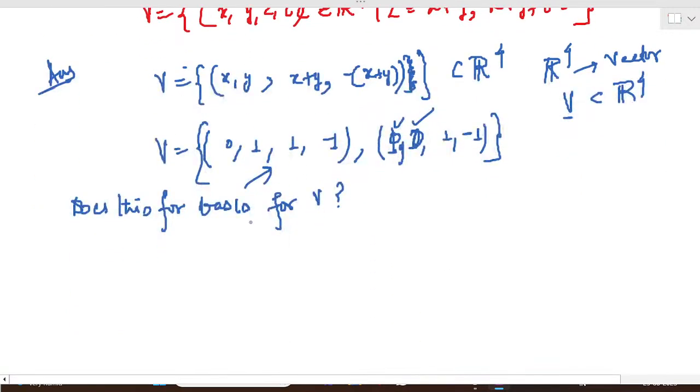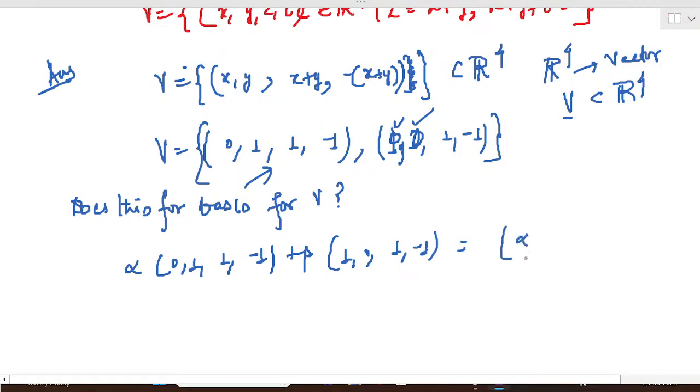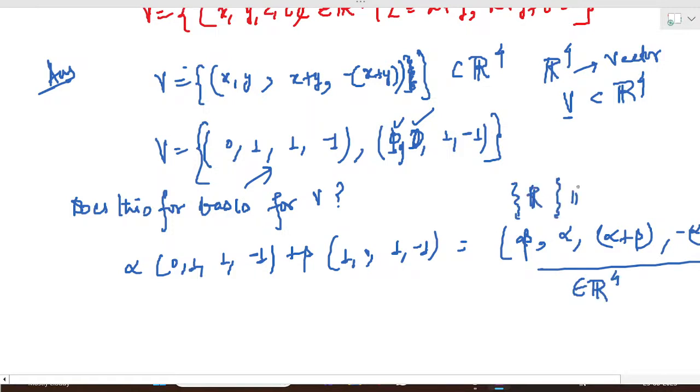If I write alpha (0, 1, 1, minus 1) plus beta (1, 0, 1, minus 1), it will yield me (beta, alpha, alpha plus beta, minus alpha plus beta). And from this I can generate the entire R power 4, because the entries are real, so it corresponds to R cross R cross R cross R. So this will generate your entire R4.